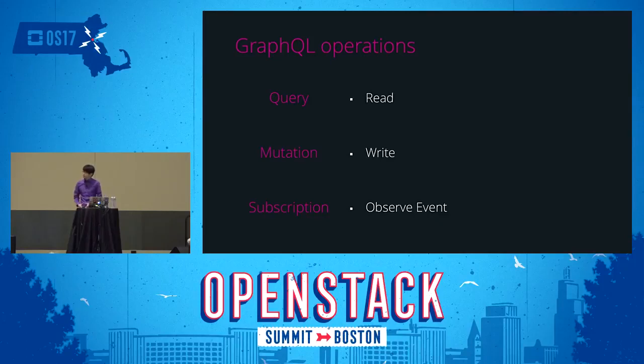GraphQL has 3 operation types. We saw the query, where we were essentially performing a read against the system. But there are 2 other operation types. We have the mutation operation type, which supports writes. And then we have the subscription operation type, which allows the client to specify its interest in observing an event, a domain-specific event. Both queries and mutations take a request and they return a single response in the future. The subscription, by contrast, takes the subscription request and then returns 0 or more future responses.